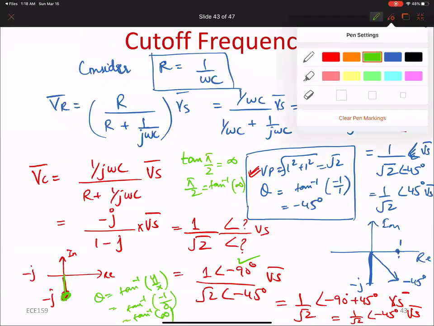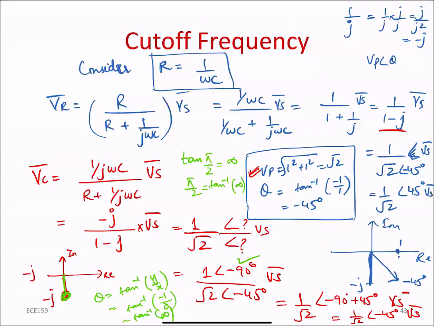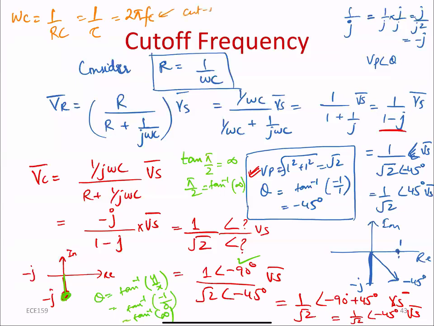All right, so we can write the cutoff frequency as omega c equals 1 over RC. Omega c is the cutoff frequency, which is equal to 1 over tau, which is equal to 2 pi fc. And fc is our cutoff frequency.